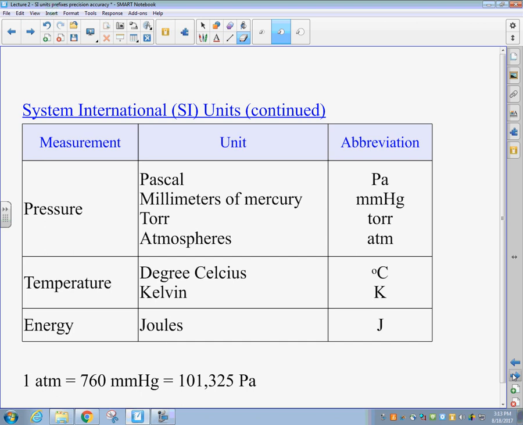The last unit that you have here is energy. Energy is measured in joules, and we abbreviate joules with a capital J.